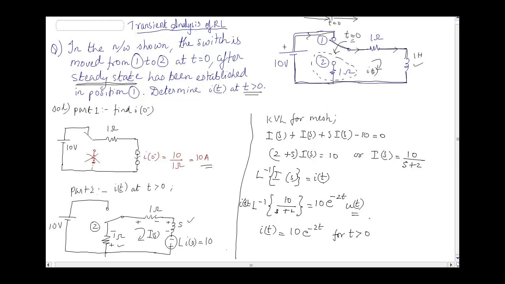Why didn't I write u of t? Well, nothing. It's only because I have already written here for t greater than 0. So there is no point in writing u of t. So that is going to be the answer that we have been asked.